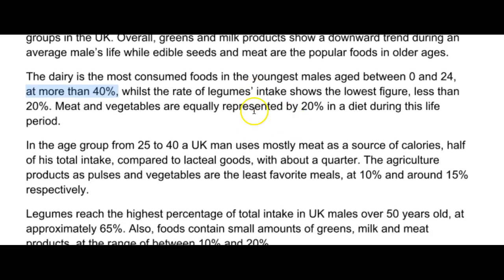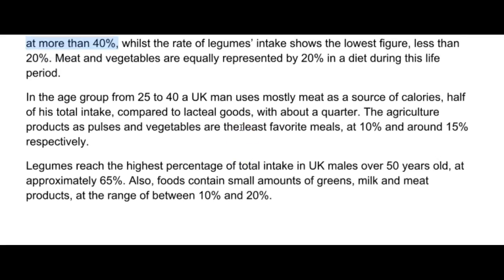So here's another skill I want to see. Well done anyway for using the superlative, but then the next skill I want to see in your academic task 1 is grouping. You did it well here with these two, but if you could have grouped all three together, that would have been fantastic. In the age group 25 to 40, a UK man uses mostly meat as a source of calories, half of his total intake, compared to lacteal goods with about a quarter. Very good. The agricultural products, as pulses and vegetables, are the least favourite meals at 10% and 15% respectively. Very good. That was a perfect paragraph.